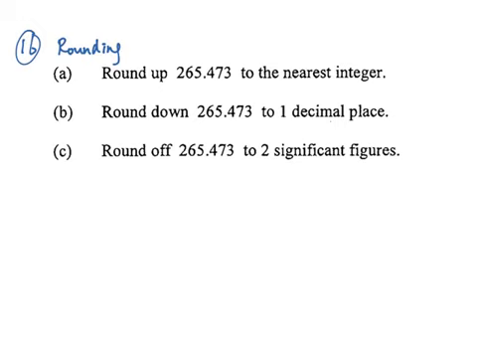Next is about rounding. For part A, rounding up, that means no matter if it is 0 or not, 1 to 4, we need to add 1. So let's see question A. Round up this one to the nearest integer. So integer, that means no decimal. So we'll cut it here. So 4 actually can round off to 5, but it is a round up case. So that means we can add 1 to 5. So for part A, it is 266.